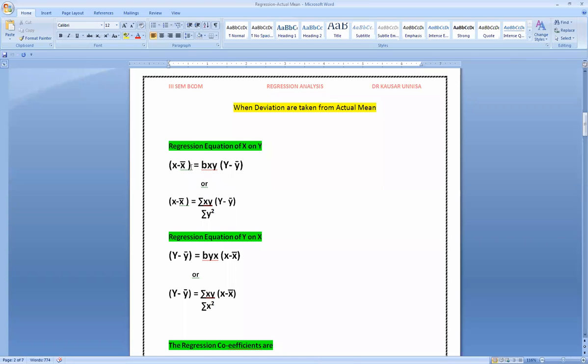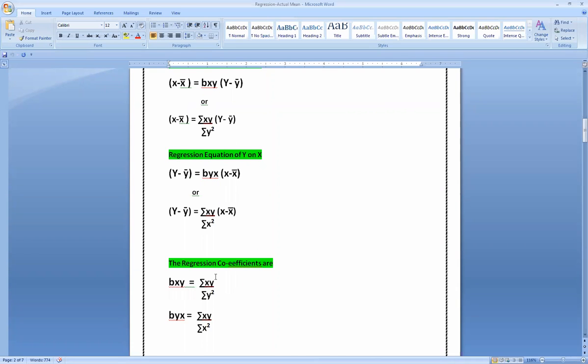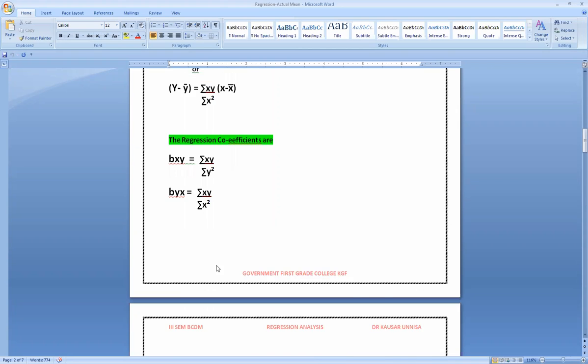When you do x on y, first write x minus x bar; when you do y on x, you should write y minus y bar. So x minus x bar equals bxy into y minus y bar. How do you calculate bxy? This formula has to be used: the product of the deviations of x and y divided by summation y square, that is, deviation y square. To calculate byx, it is the summation of the product of the deviations of x and y divided by summation x square. For y on x we divide by x square, for x on y we divide by y square. So these are the two regression coefficients that have to be calculated.